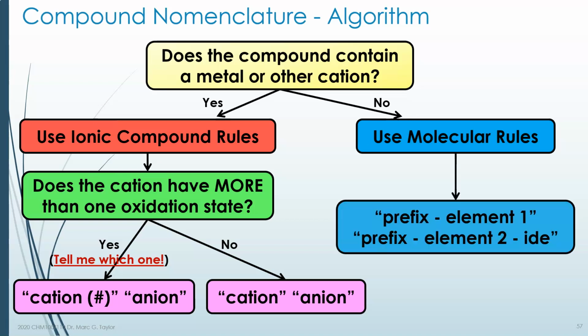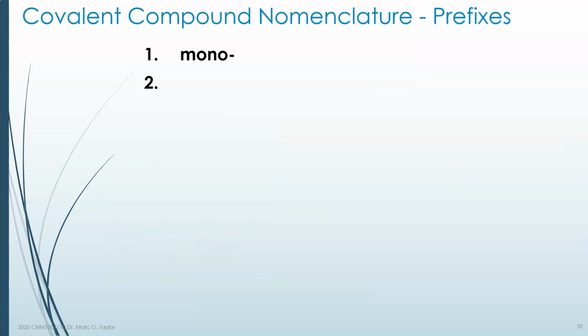And that rule says you use a prefix to tell me how many of the first atom, and then you say the name of the first atom. And then you use a prefix to tell me how many of the second atom. And then you end that atom name with "ide," just like you did before with the simple anions in the ionic compounds. So let's look at an example.